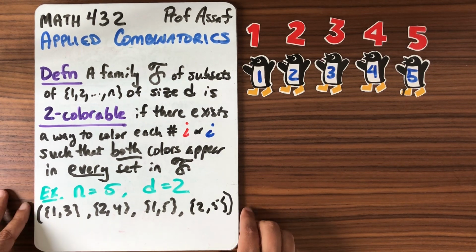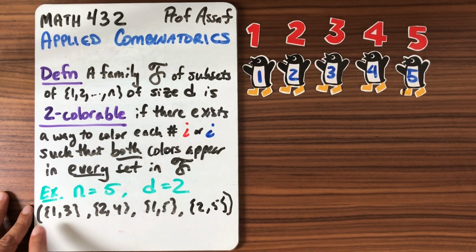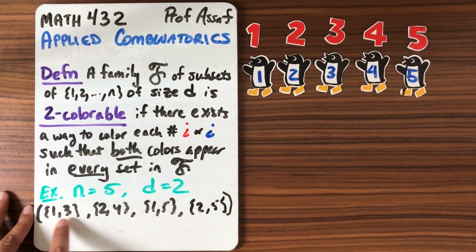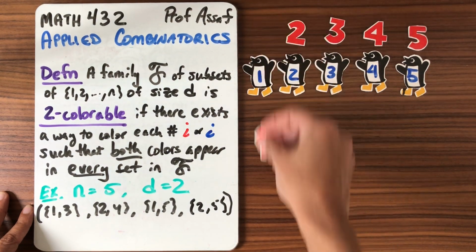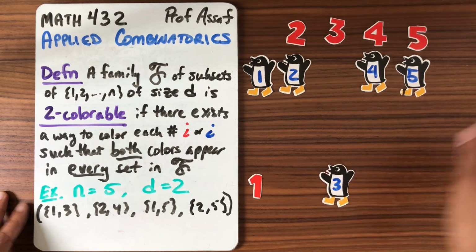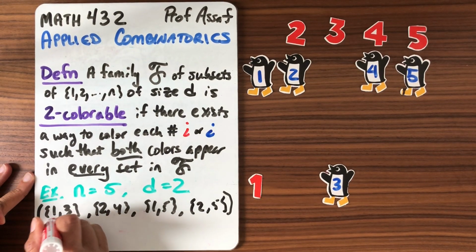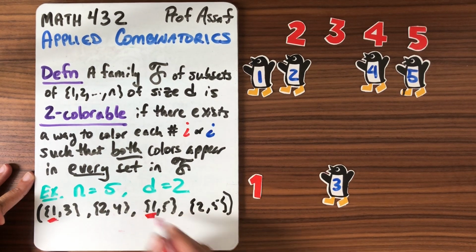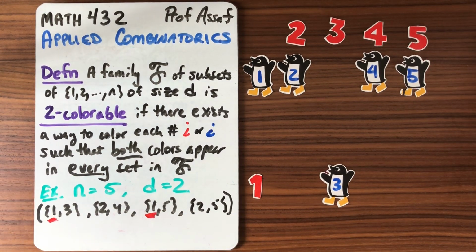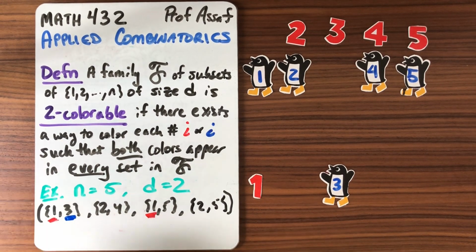Okay, let's see if we can do that. Is this set 2 colorable? So we have to think about 1, 3. I need one of these numbers to be red and the other blue. Well, let's say I'm going to color the number 1 red and the number 3 blue. That means the 1 is now red everywhere it appears in my family F, and the 3 is blue everywhere it appears in the family F.